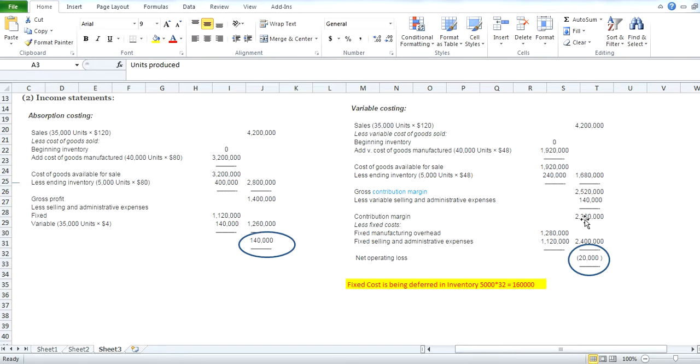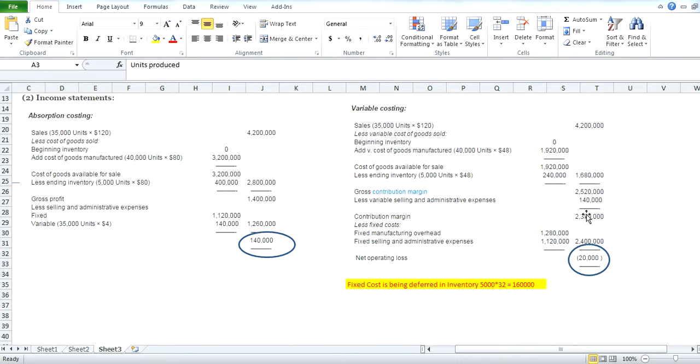We looked at this a couple of weeks back. We have gross contribution margin of 2.5 million, but we still need to subtract the variable selling and administrative expenses of 140K, which leaves us with a contribution margin of 2.38 million. You remember the contribution format income statement: you have your variable expenses up on the top portion to determine your contribution margin, and then your fixed expenses afterwards. We don't blend them like we do on the traditional format.